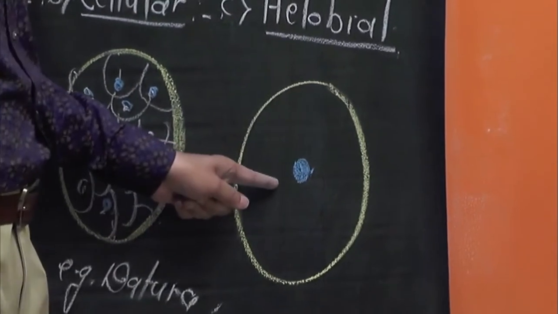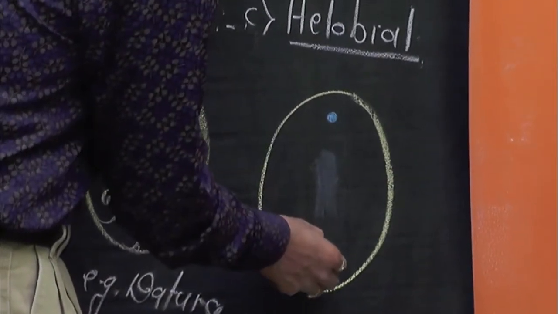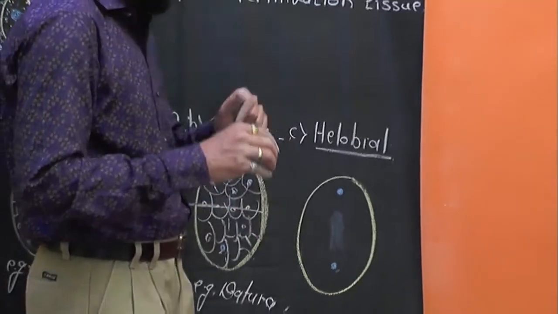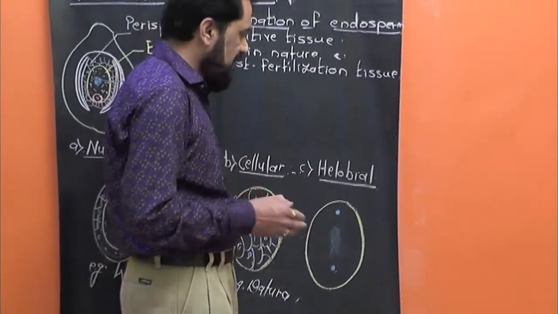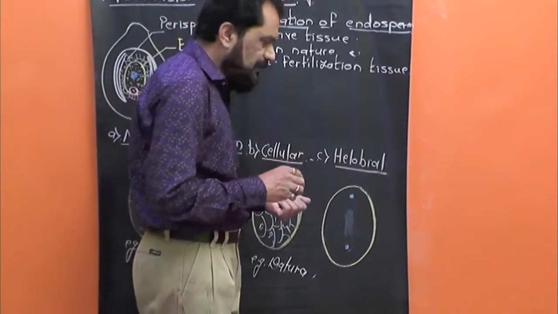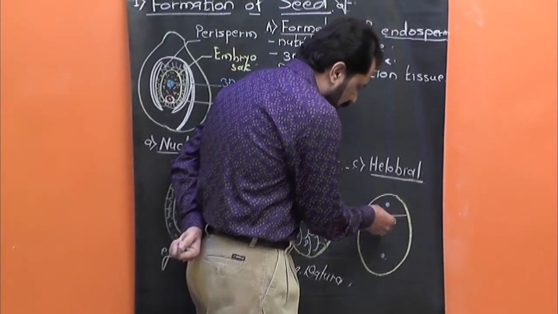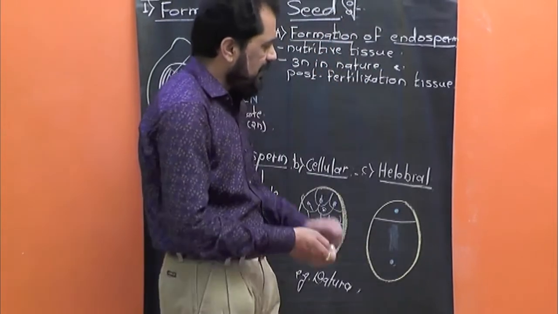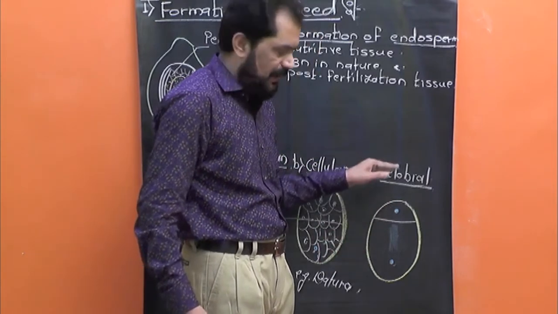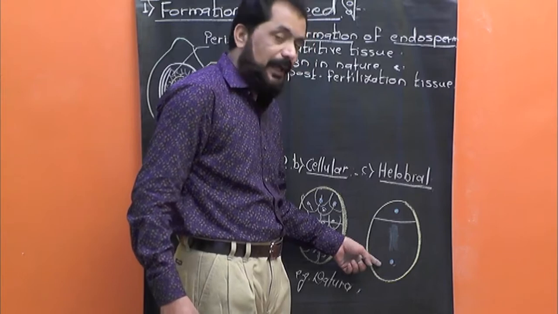Initially, the triploid pane divides mitotically to form two daughter nuclei. That means karyokinesis occurs, and this karyokinesis, the division of the nucleus, is immediately followed by cytokinesis, that is cell wall formation. But the cell wall is formed in such a way that the central cell of the embryo sac gets divided into two unequal cells. One is very small towards the chalaza and one is very large. So we can say here is the chalazal cell and here is the micropylar cell.